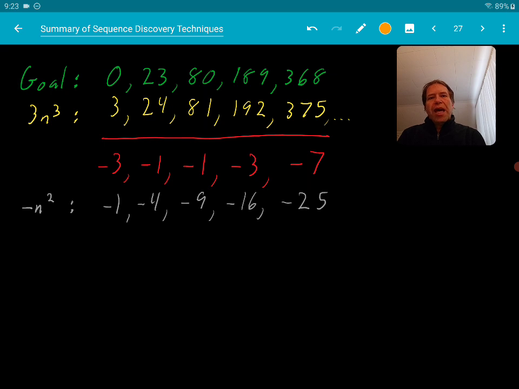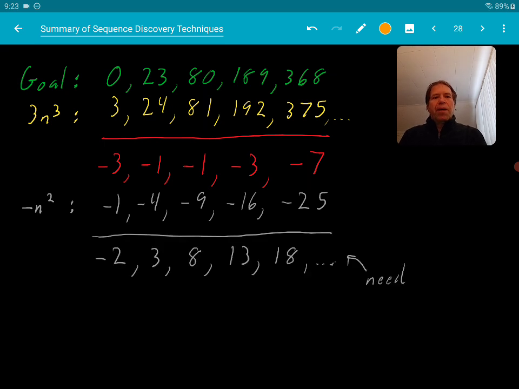We've found 3n cubed and taken them away. We found -n squared, and we're going to take them away. And so that shows that we need -3 minus -1, which is -2. -1 minus -4 is like adding 4 to -1, so that's 3. And then 8, 13, and 18, and so forth. Now we've taken away the n cubed terms. We've taken away the n squared terms.